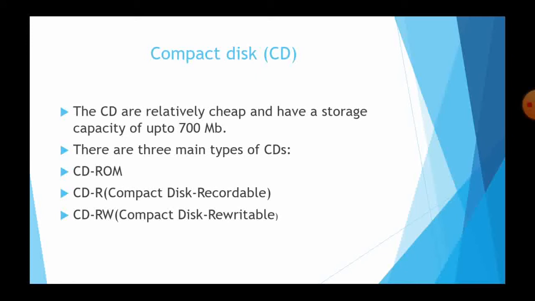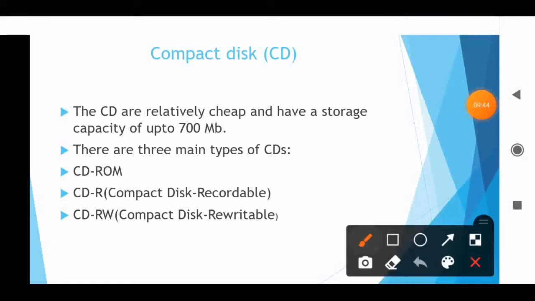Compact disk, also called CD, is very cheap and has a storage capacity of up to 700 megabytes. There are three types of CD. The first one is CD-ROM, compact disc read-only memory. It is for reading purposes only, we cannot write. It will allow only reading of the content, it won't support writing data.